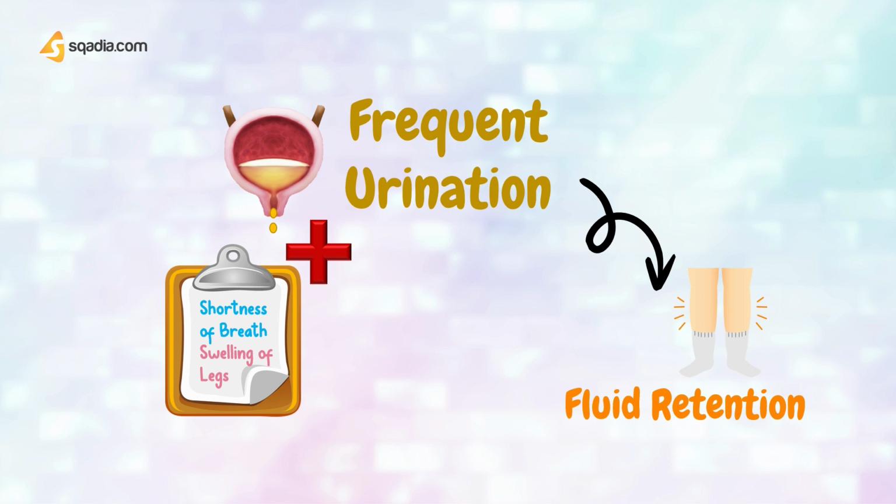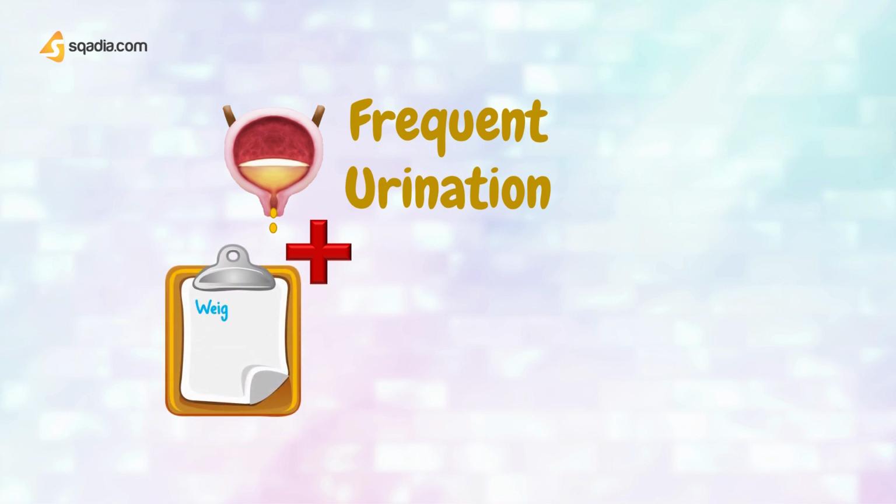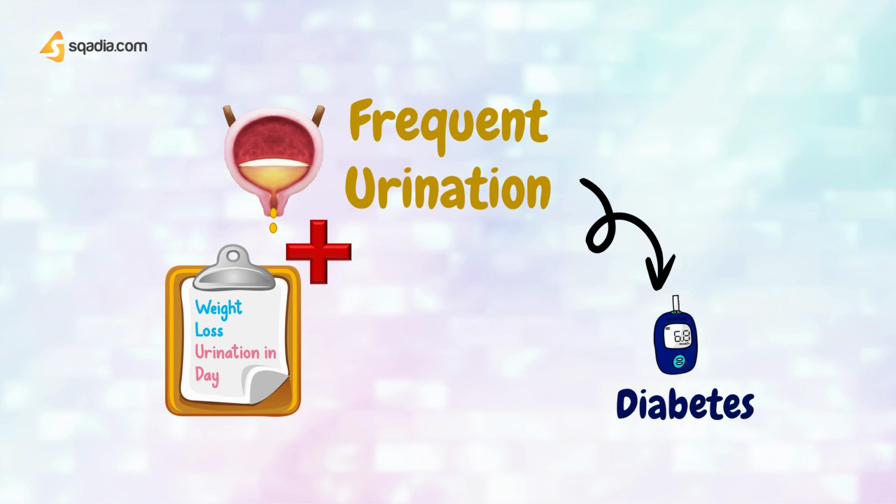And if the patient has weight loss and urination during the day as well, then they are suspected to have diabetes. Diabetes is high levels of sugar in the blood, and patients with diabetes suffer from the symptom of polyuria.